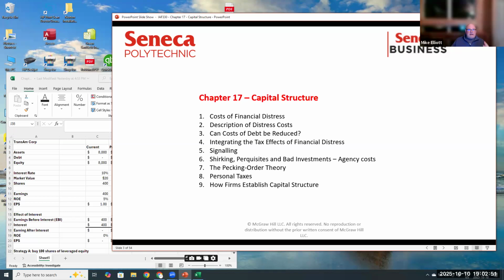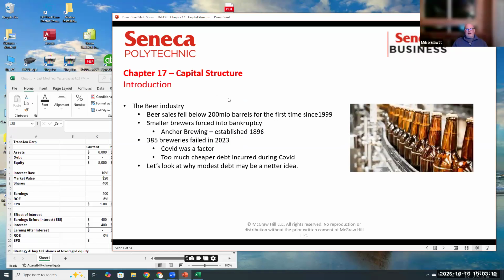Then we talk about, can the cost of debt be reduced? Some of it, yes, some of it, no. And then we're going to talk about tax effects and how that offsets some of the other costs we have, signaling, shirking, perquisites, etc., the pecking order theory, and then personal taxes. As I said, though, before we get there, we have to talk a little bit about chapter 16.